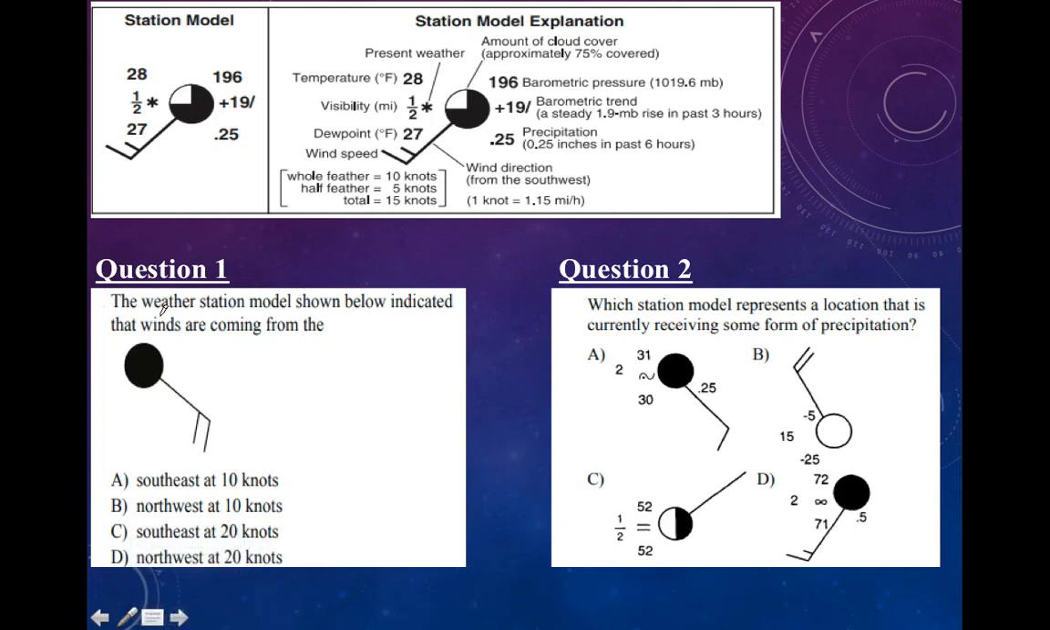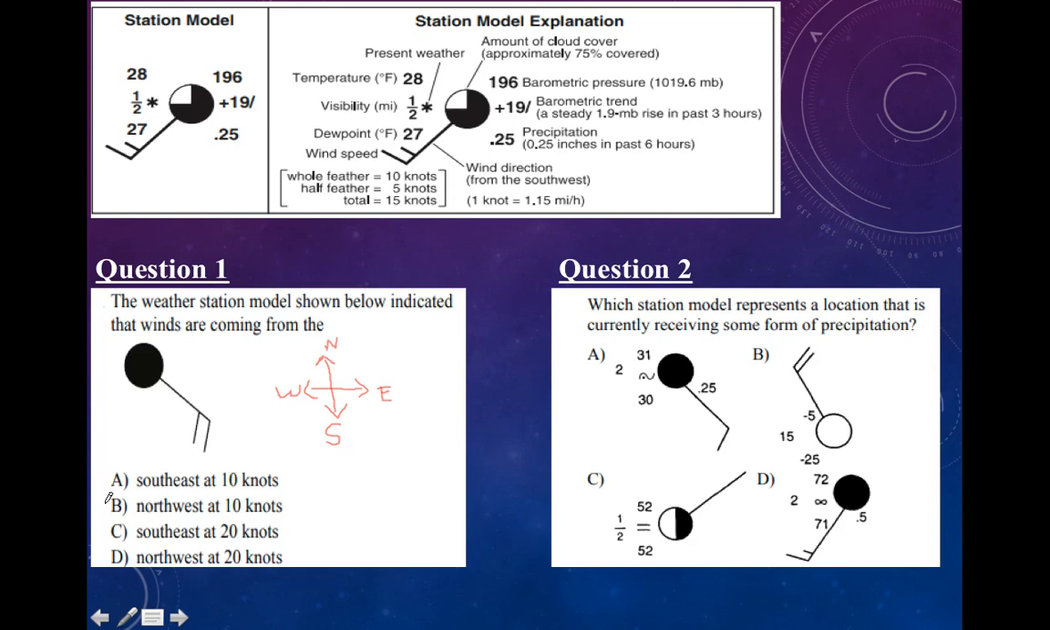Let's start with question number 1. The weather station model shown below indicates that winds are coming from... So again, I'm going to look for that feather, and you can see that feather if you were to draw your little compass. I'm doing the best I can, but there's my compass, and that's north, that's south, that is east, and that is west. We see that our wind is coming from that direction, which is southeast. So it's got to be southeast.